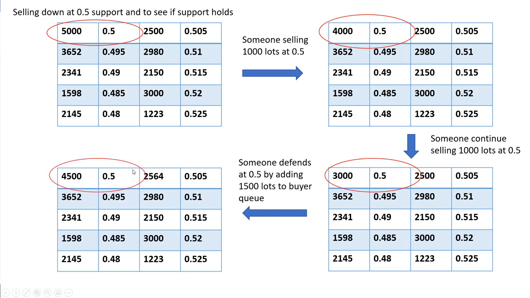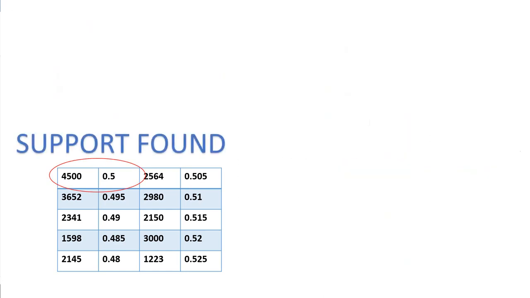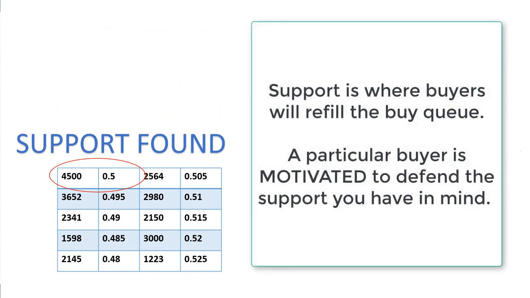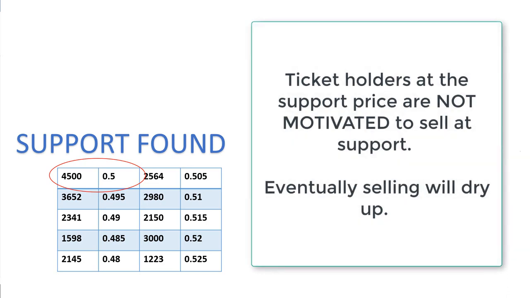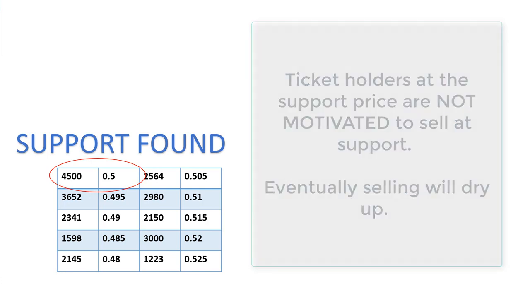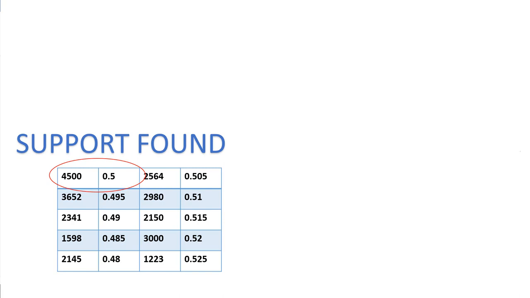So with all this, let's put a few things more in perspective. First of all, the support price is where someone is literally supporting the price. Meaning they will refill the buyer if someone sells down to defend that price, just like in this example that I gave you. Or all of the ticket holders at that particular point of time think that the support price is not where they want to sell, and therefore the selling momentum will eventually end. And hence, eventually, nobody is willing to sell at that price unless someone triggers it.